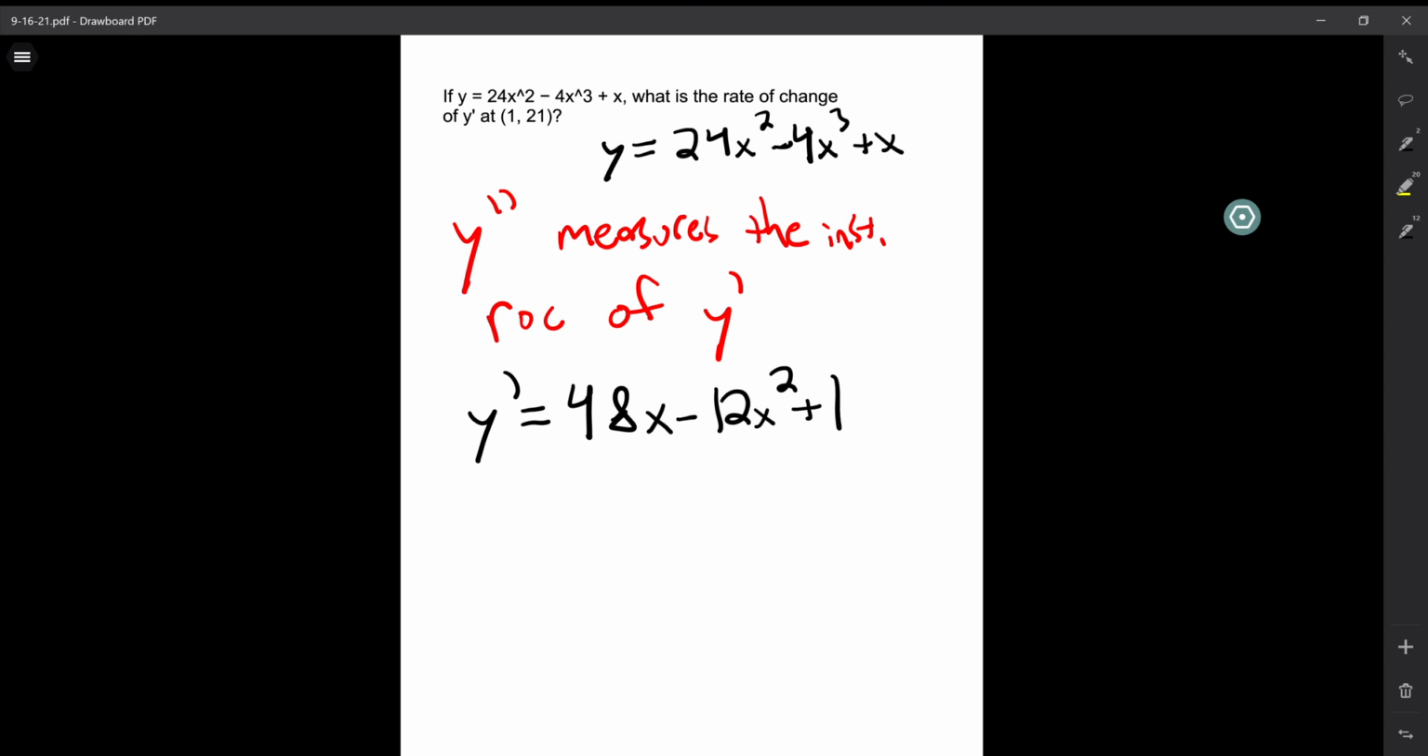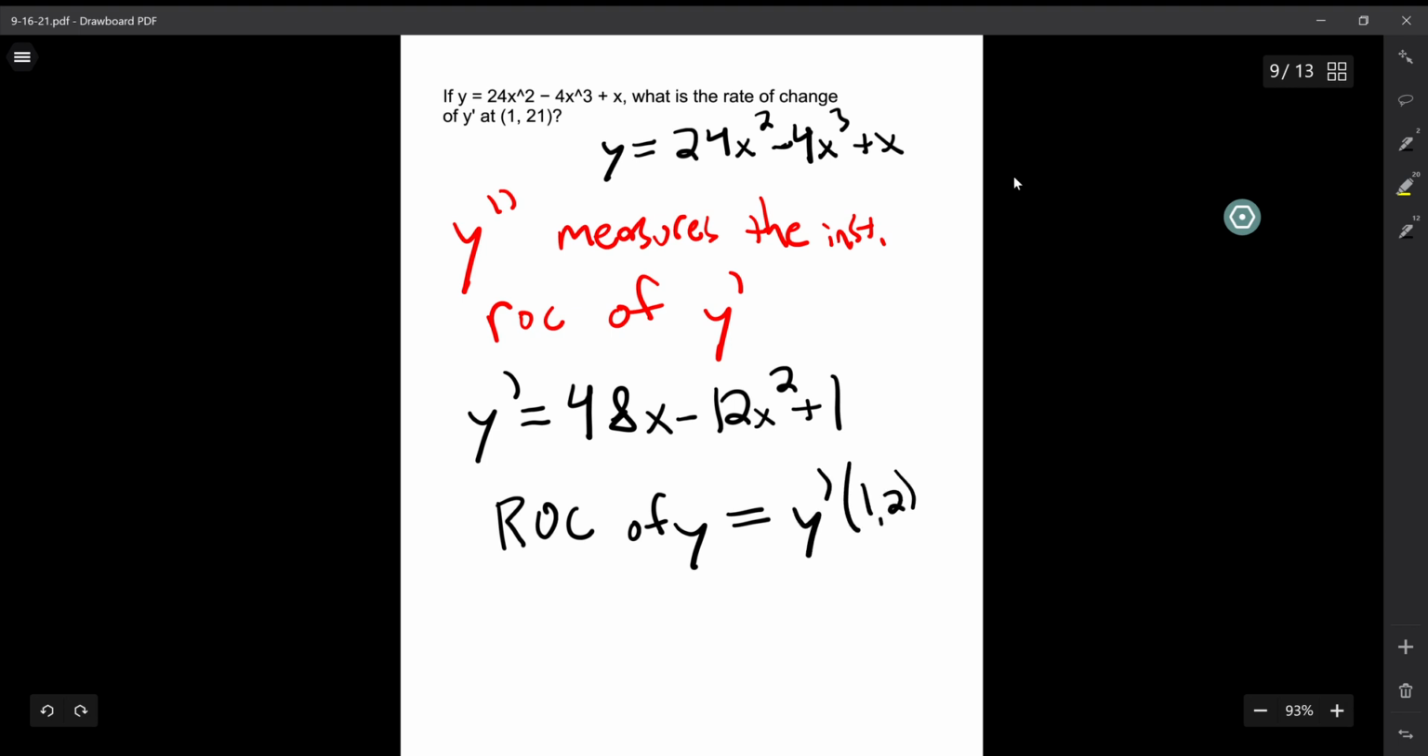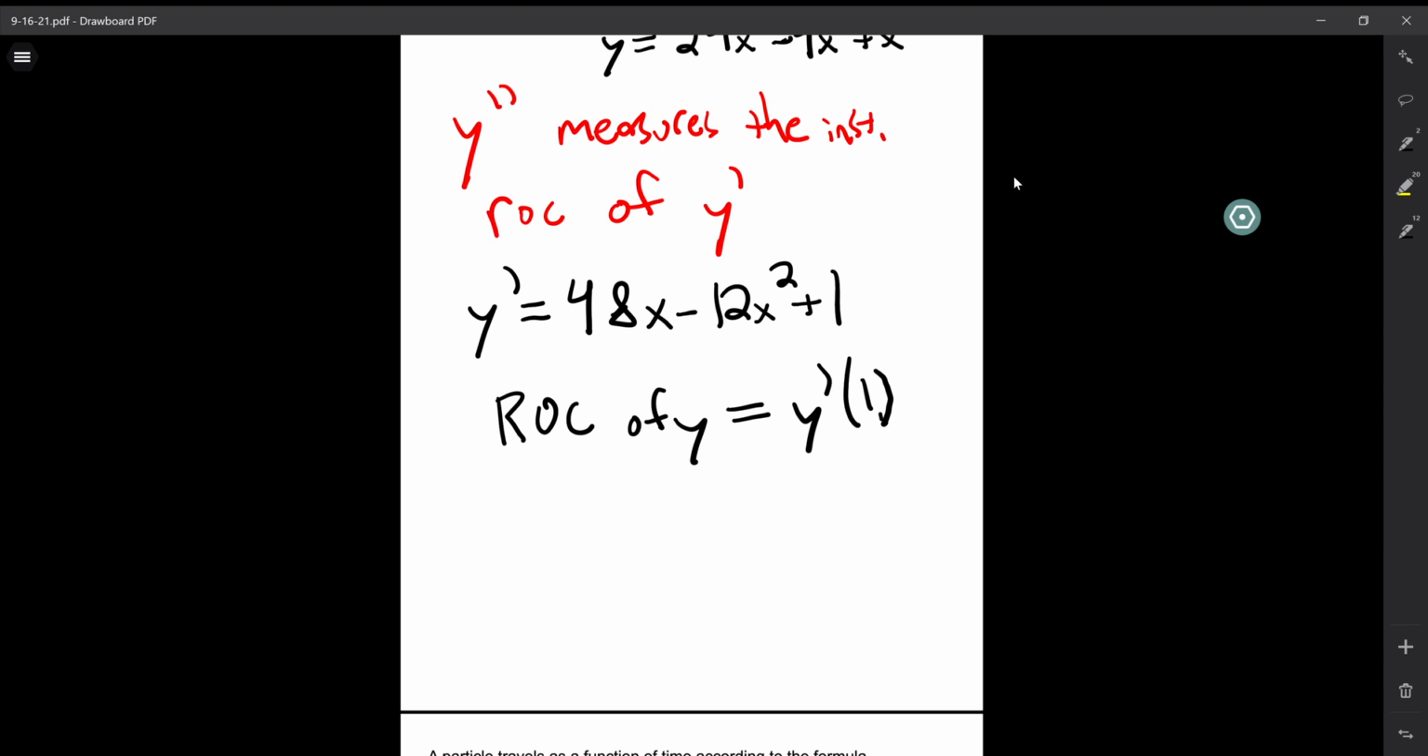And since it gives us a point, we would plug in 1 comma 21, and that would be the rate of change of y at that point. So the rate of change of y at that point would be to plug in 1 comma 21 to my derivative, which would just be the same as plugging in the x value of 1. Now, since we're after the rate of change of y prime, that's where we need to get a second derivative. So y double prime in this case is 48 minus 24x, because the plus 1 goes away, it doesn't have a dance partner.